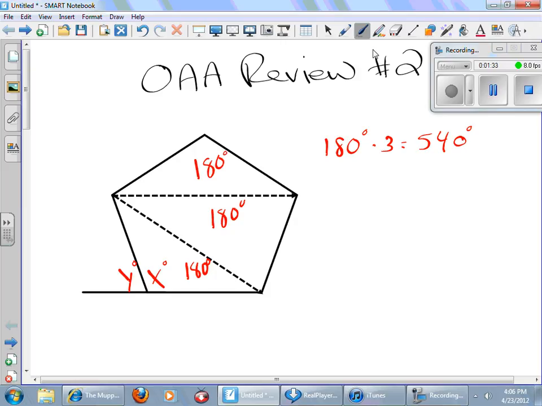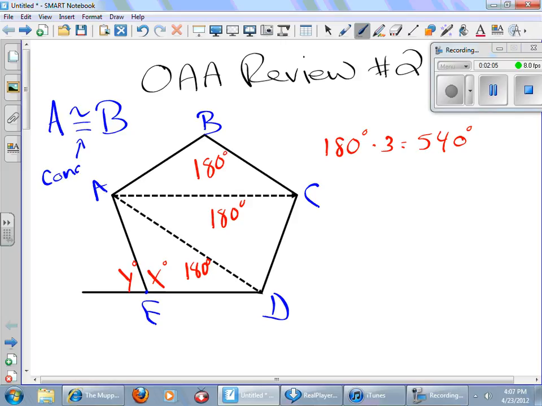Let's change the color here so they stand out a little bit. Let's call these angles A, B, C, D, and E. All pentagons have 540 degrees. Now I don't need to know all their angles, but they're regular, so I do know that they're all the same. A is congruent to B, B is congruent to C. The congruent symbol looks like this. By the way, I had somebody today in study hall say they didn't know what the symbol is. This symbol here means congruent. It means equal measure.